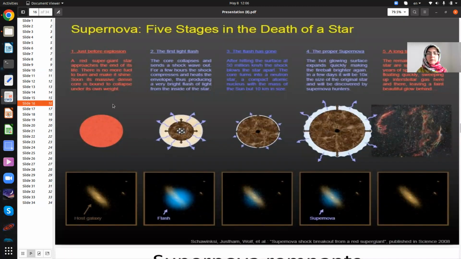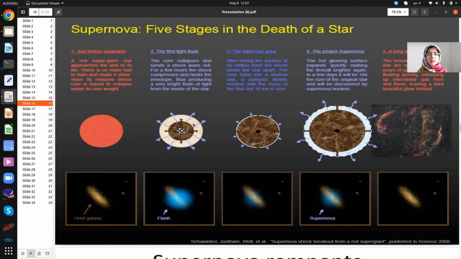A supernova has 5 stages in the death of a star. The first one is just before the explosion. A red supergiant star approaches the end of its life. There is no more fuel to burn and make it shine. Soon, its massive, dense core is bound to collapse under its own weight.